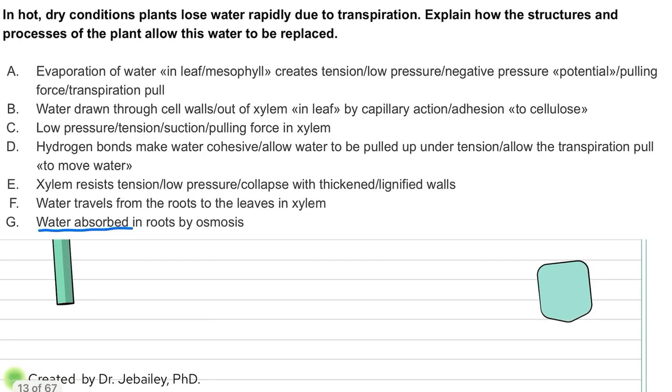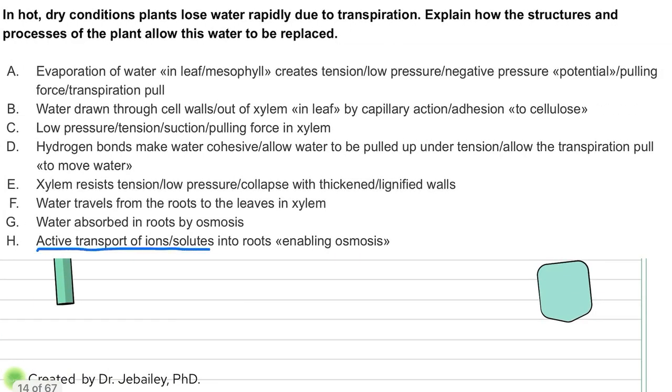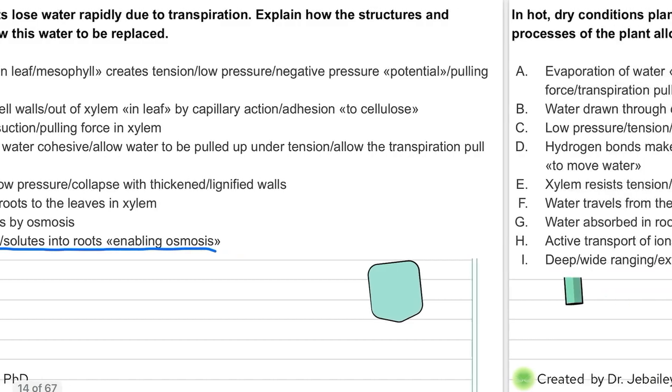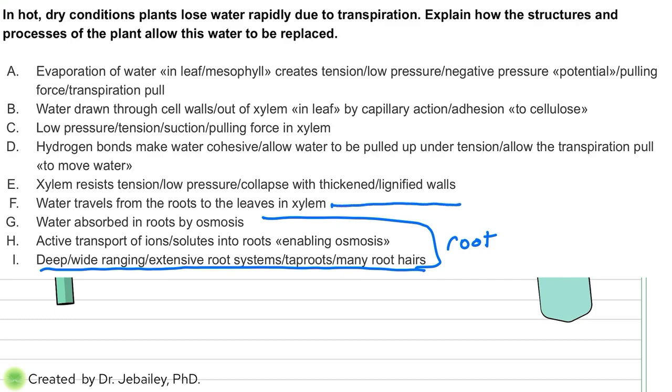Water is absorbed by the root through osmosis. Active transport of ion solutes into the roots enables osmosis. Deep, wide-ranging, extensive root systems. That means we're talking about the structures of the root. So you can see here, this part was mentioned about the root. And so far, this was mentioned. Basically most of this here, I would say up to here, these points are talking about the xylem and what's happening.